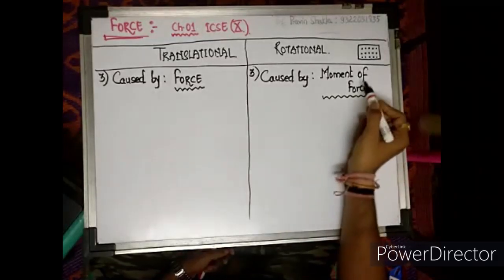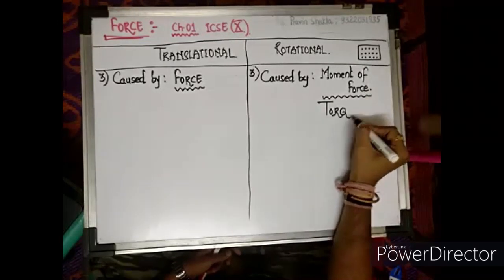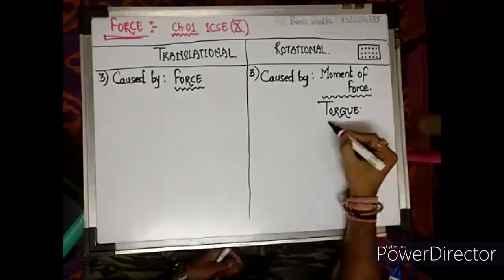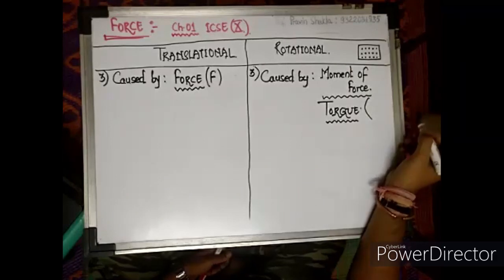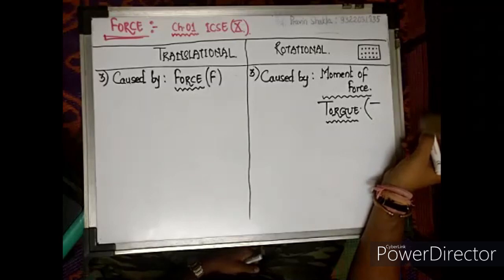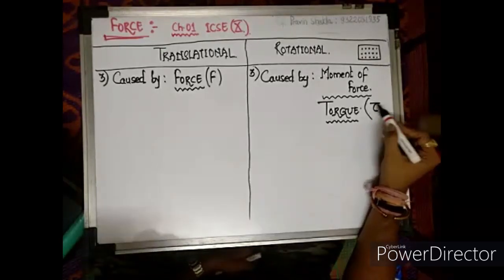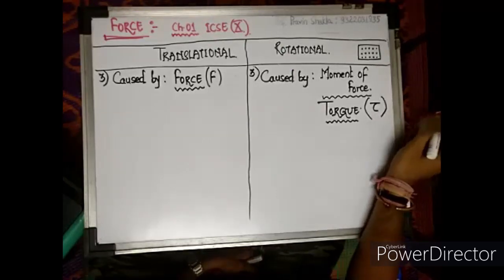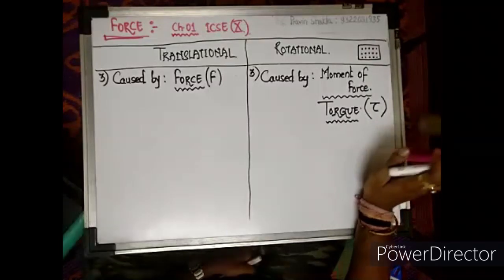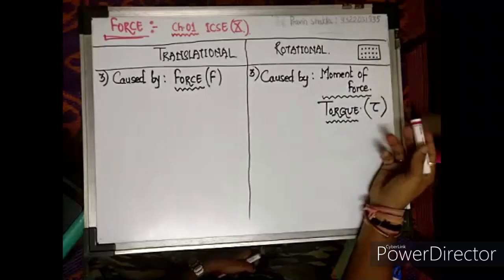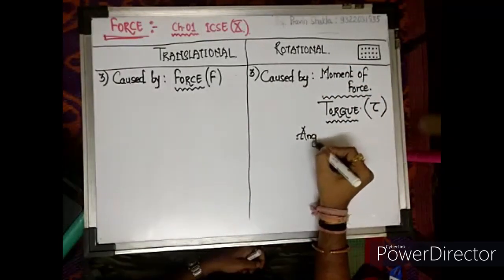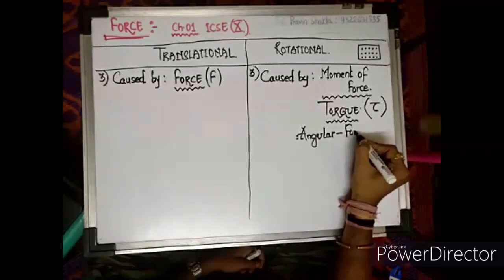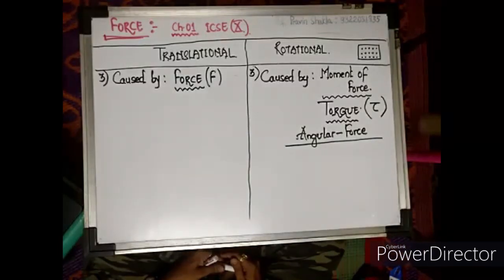Such a big name, no problem. I'll write you a smaller name. Can you say this? It's torque. Force is represented by F, small or capital. Torque is represented by this symbol. Look at the symbol, it's very interesting. It's a curved T. This is T only, but curved one. So this is called torque, which is also called moment of force. Some people call this angular force also, because rotational motion actually is angular motion.